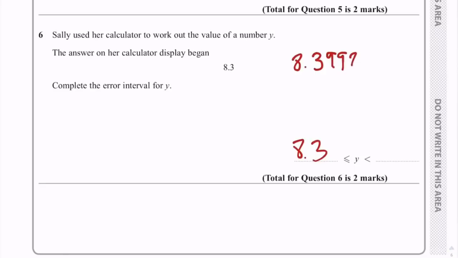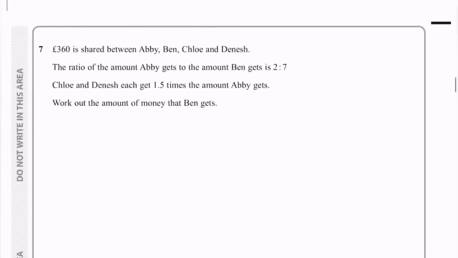There could have been lots of 9s and then some different numbers. But ultimately, the number that it couldn't have been is 8.4. If it had been 8.4 and then anything after it, it would have rounded to 8.4. So there's our error interval, 8.3 to 8.4. It can't be 8.4, it has to be less than 8.4, but it can be anything from 8.3 up to that number. So that is question 6.